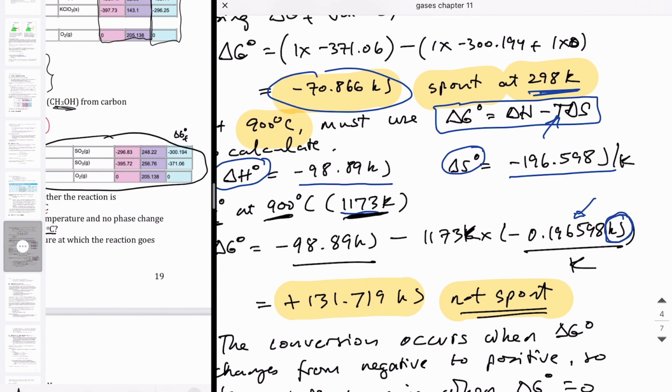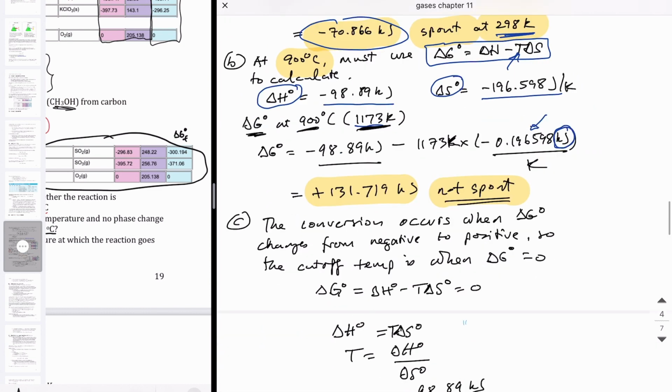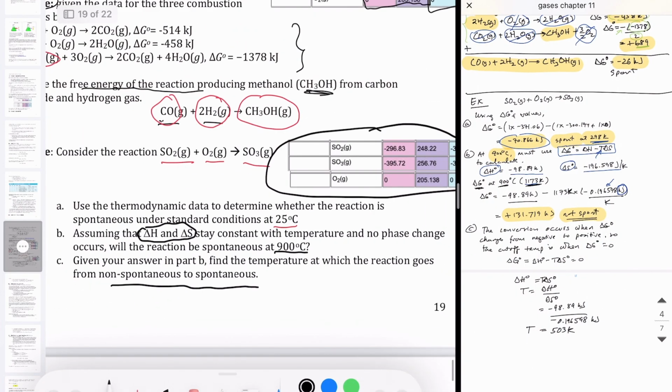So earlier it was spontaneous at 298 Kelvin. Now at 1173 Kelvin, it's no longer spontaneous. So this is one of those reactions that is spontaneous at lower temperature, but not spontaneous at higher temperature. The third question asks, well, when does that conversion happen? When does it go from spontaneous to non-spontaneous, right? When does this change occur?